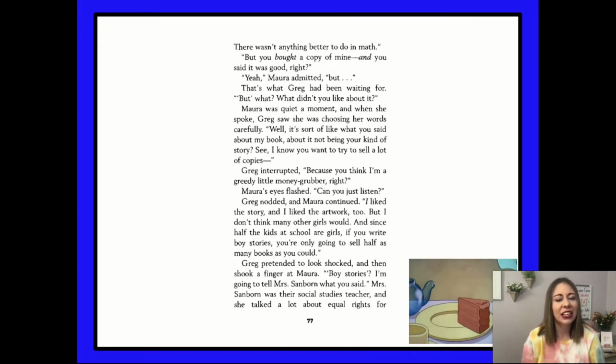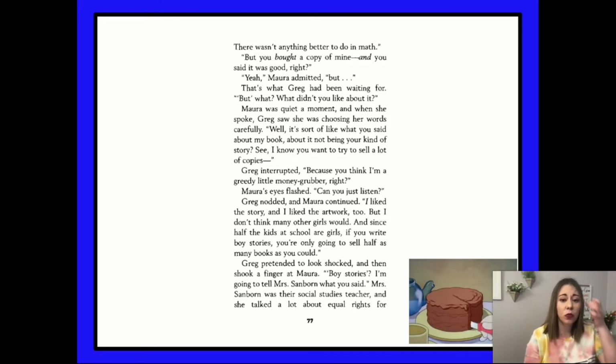Mara's eyes flashed. "Can you just listen?" Greg nodded, and Mara continued. "I liked the story, and I liked the artwork too, but I don't think many other girls would. And since half the kids at school are girls, if you write boys' stories, you're only going to sell half as many books as you could."